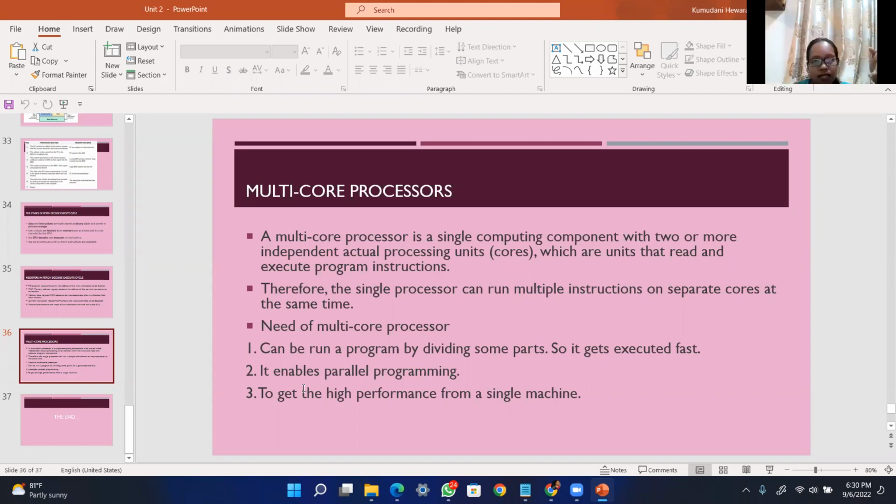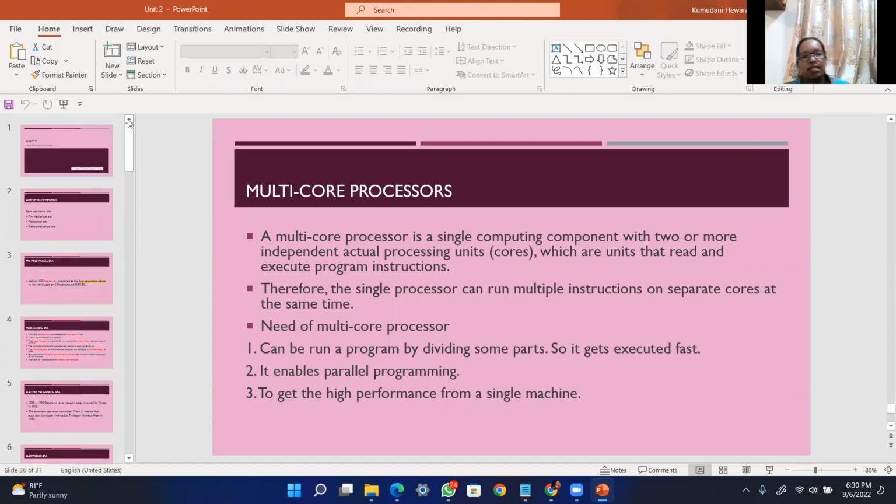Have you done all-level ICT? No, teacher. Then you have to study from the beginning, right? No, don't worry, just easy. Okay. Thank you, teacher. Welcome.